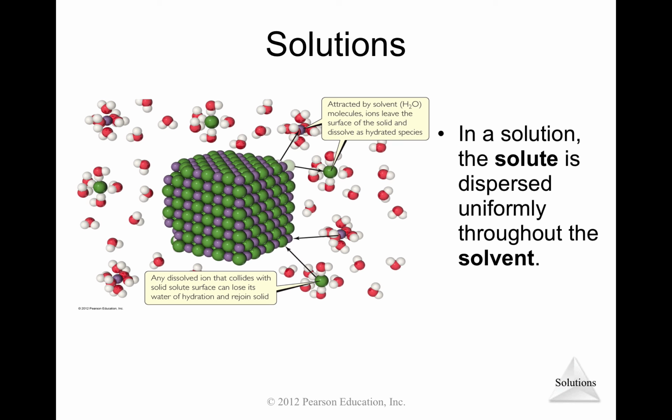And right, we see a very nice picture here of the solvent water surrounding the different cations and anions, right? The positive side of water surrounding the green balls, which are the anions, and the negative side of water surrounding the purple balls, which are the cations.